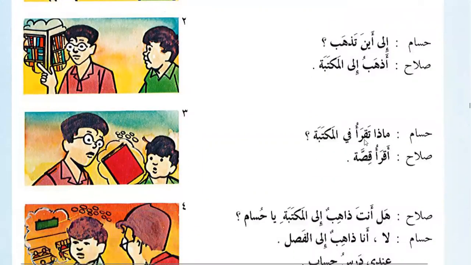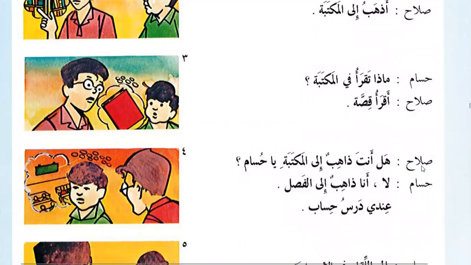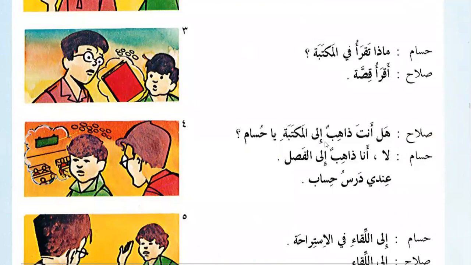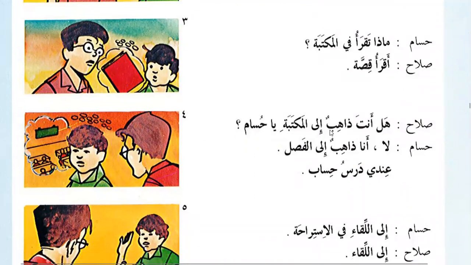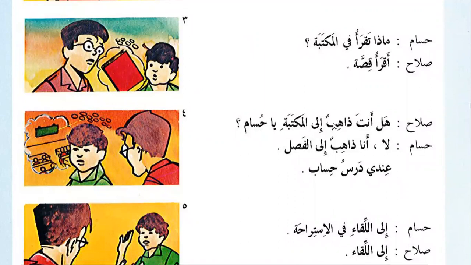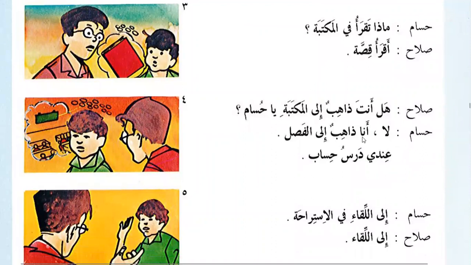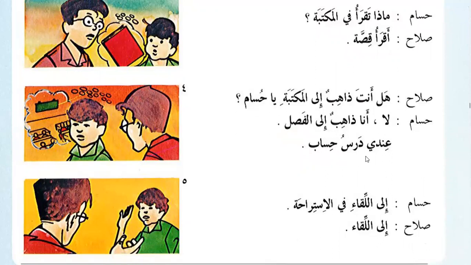Hassam: Matha taqra'u fil maktaba? What do you read in the library? Salah: Aqra'u qissa. I read a story. Salah: Hal anta dhahibun ila al-maktaba ya Hussam? Are you going to the library, O Hussam? Hassam: La, ana dhahibun ila al-fasl. No, I am going to the class. Indi dars hisab. I have a mathematics lesson.